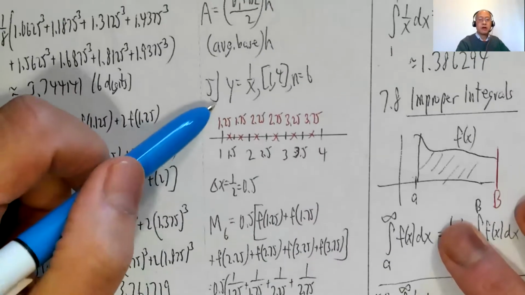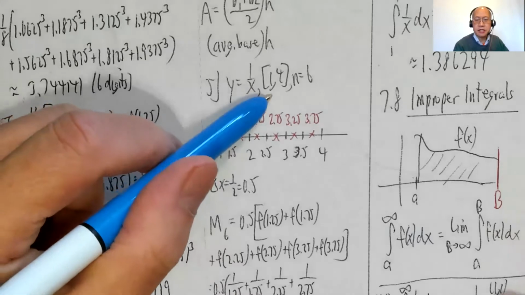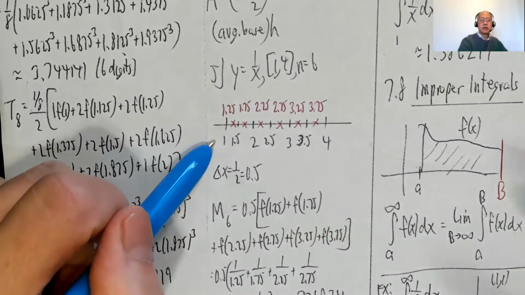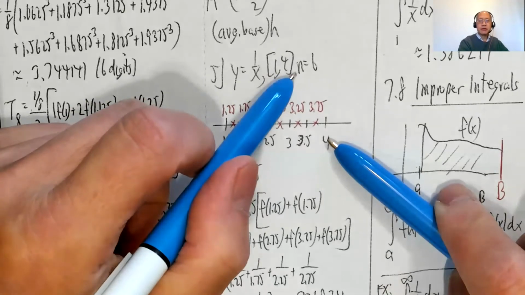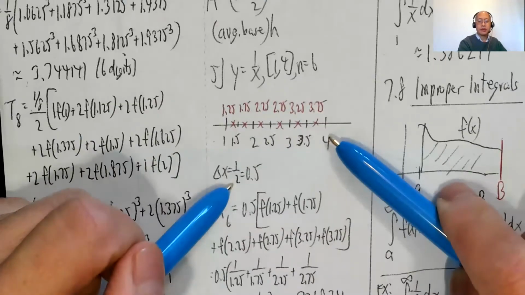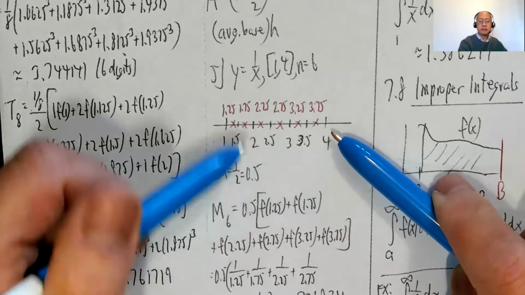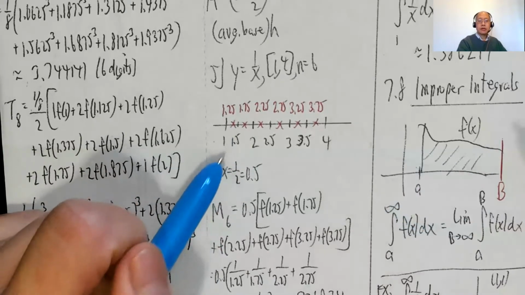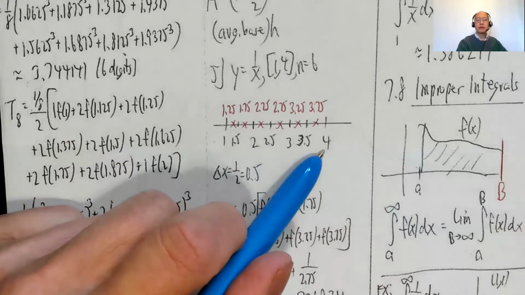All right, number 5, y equals 1 over x between 1 and 4 for n equals 6. So 1 to 4, that's a length of 3. Chop it up into 6 pieces, so delta x is 1/2, or 0.5, right? 4 minus 1 is 3. Chop it up into 6 pieces. So delta x is 0.5, so 1, 1.5, 2, 2.5, 3, 3.5, 4.